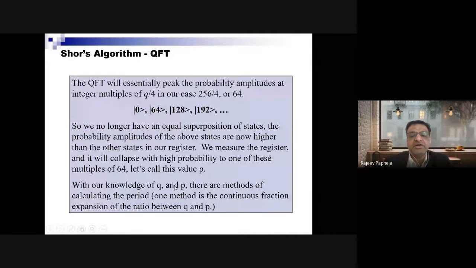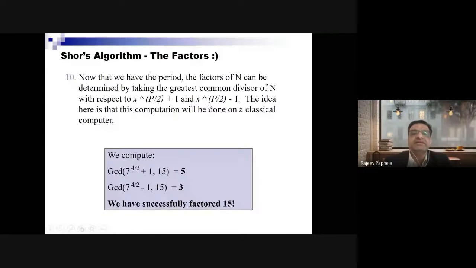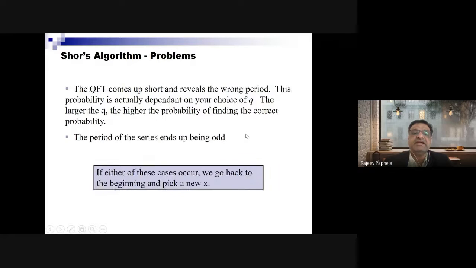Now with our knowledge of Q and P, there are methods of calculating the period. It's a continuous function. Now once we get the period, the factors of n can be determined by taking the following equation, and that's how we will come up with two numbers, 5 and 3. So we have successfully factored 15, but it doesn't end here.